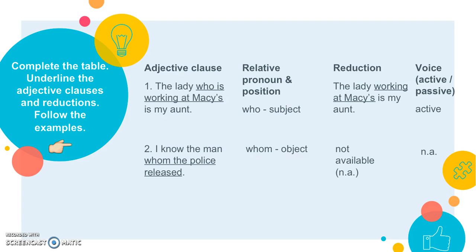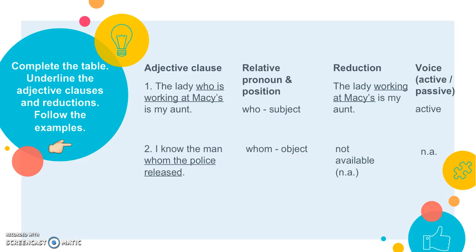In example 1, the lady who is working at Macy's is my aunt. Please also consider the rhythm when you say this sentence. If you say the lady who is working at Macy's is my aunt, it is hard to understand your saying. Thanks to the grammatical knowledge about adjective clause, we know when to pause. The lady, who is working at Macy's, is my aunt. This sounds more cohesive.